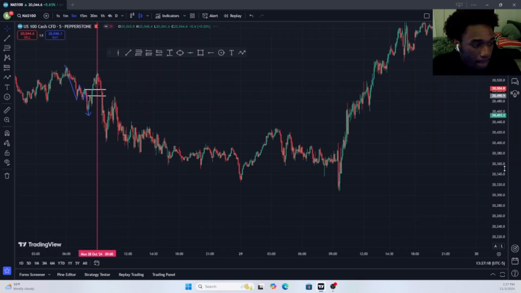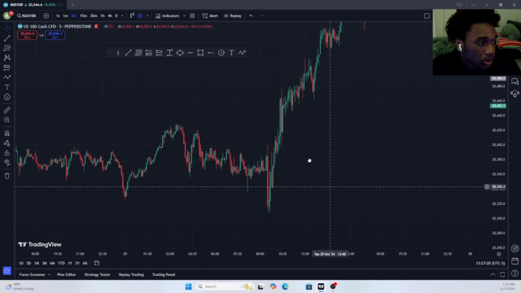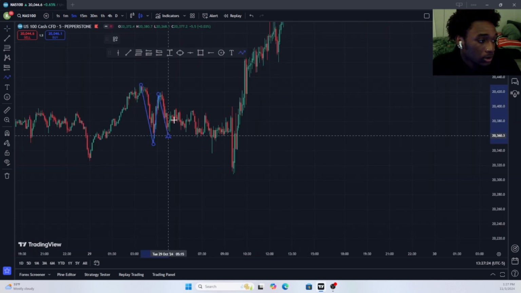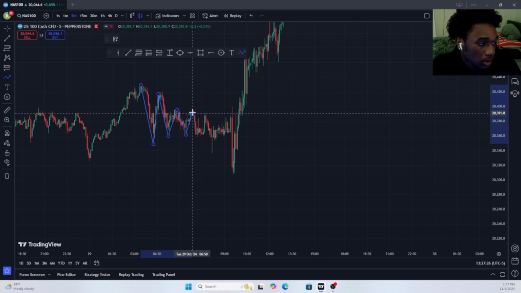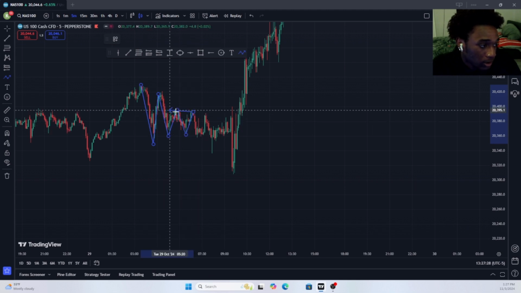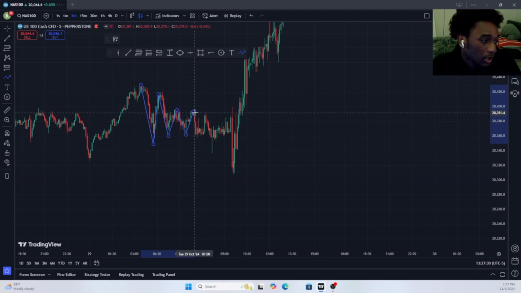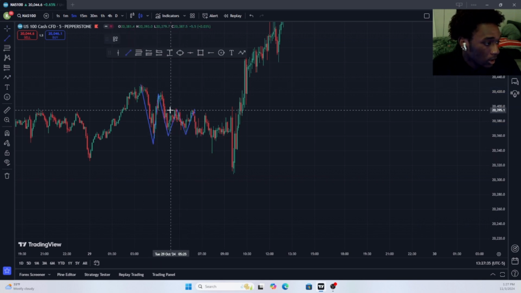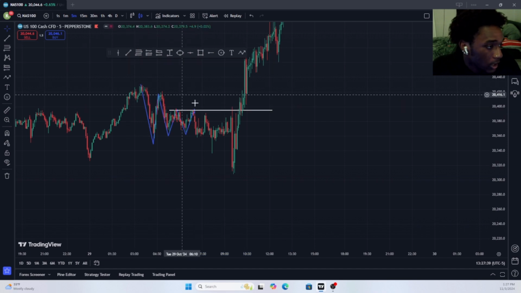Tuesday, as you guys can see, price is in a downtrend. Price is making lower highs, lower lows, lower highs, lower lows, lower highs. Price is still respecting this resistance zone, even though price is making higher lows, because price started to make higher lows right here. As you guys can see, price is respecting this resistance zone, meaning price is still in a downtrend.